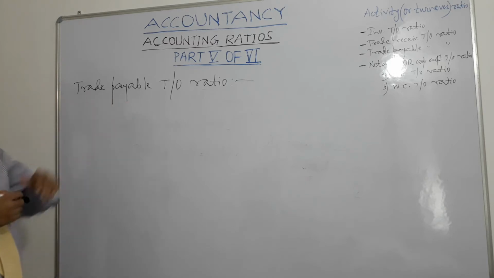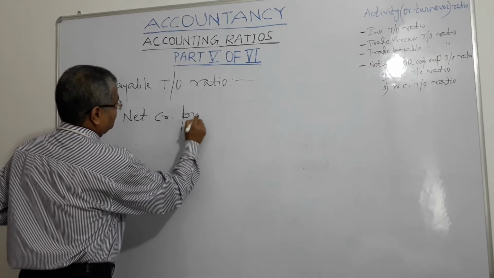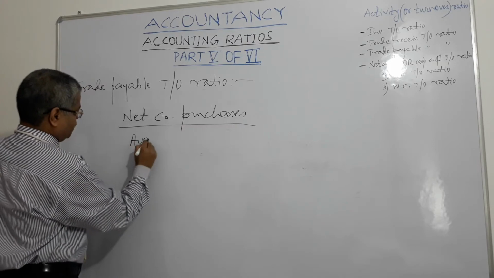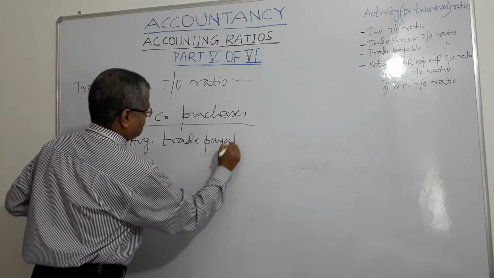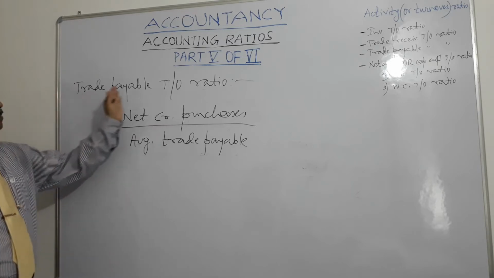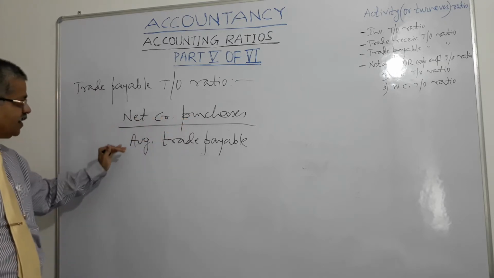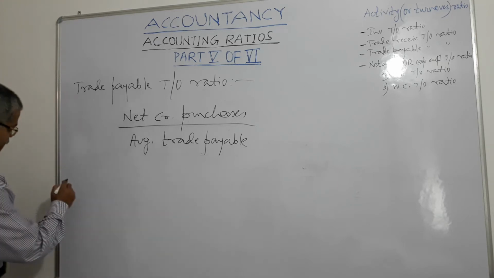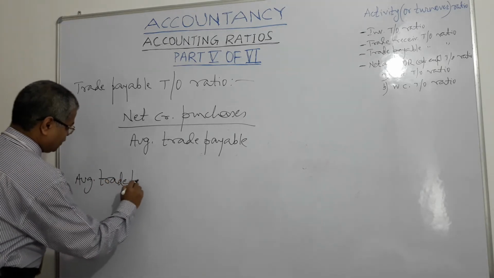So the formula is like this: net credit purchases upon average trade payable. This is how we arrive at trade payable turnover ratio. Net credit purchases divided by average trade payable. And what is average trade payable?